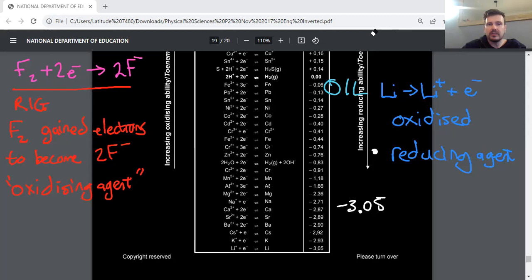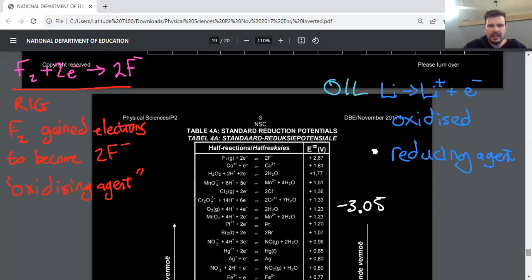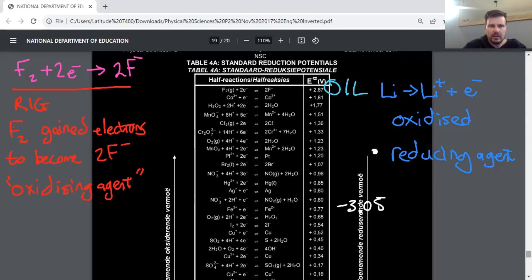Okay, so that's the basic introduction. I think we can end it there, because in the next one we can go on to the next thing, which is REDCAT: reduction takes place at the cathode and oxidation at the anode, which is how these batteries or cells operate. You have a positive and a negative, and so electrons can flow.